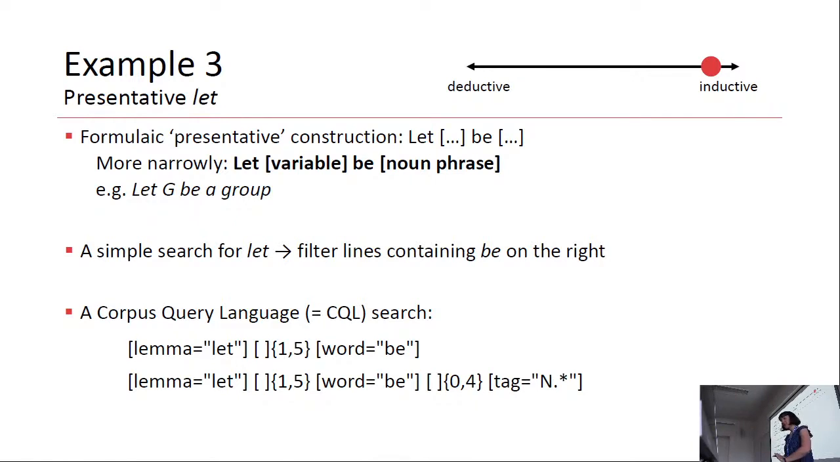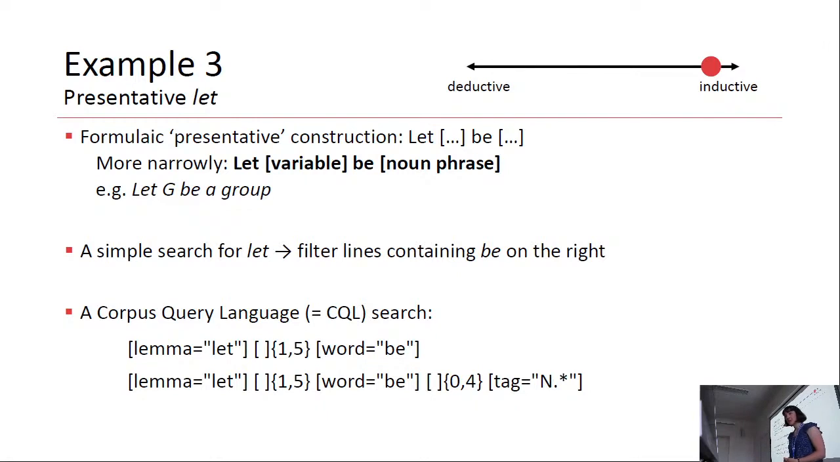So how to search for examples of that? You can do a very simple search of just let and try to filter out lines that contain be. That would be very simple. Or perhaps you're familiar with using the Corpus query language, which allows you to formulate your corpus queries in a more specific and detailed way.